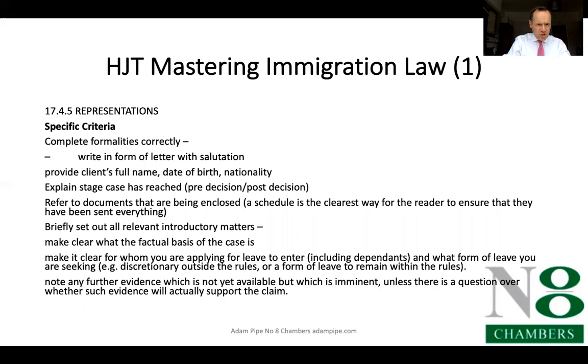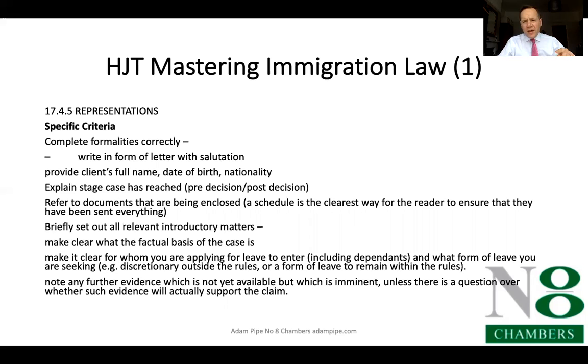So this is what HJT say. Complete the formalities correctly. Write in the form of a letter with a salutation, the client's full name, date of birth and nationality, and explain the stage the case has reached. So is this an application? Are you sending further evidence? Is this a variation application? You've already got an application in and you're varying it. Make it clear. Refer to the documents being enclosed, and they say a schedule is the clearest way to do that.